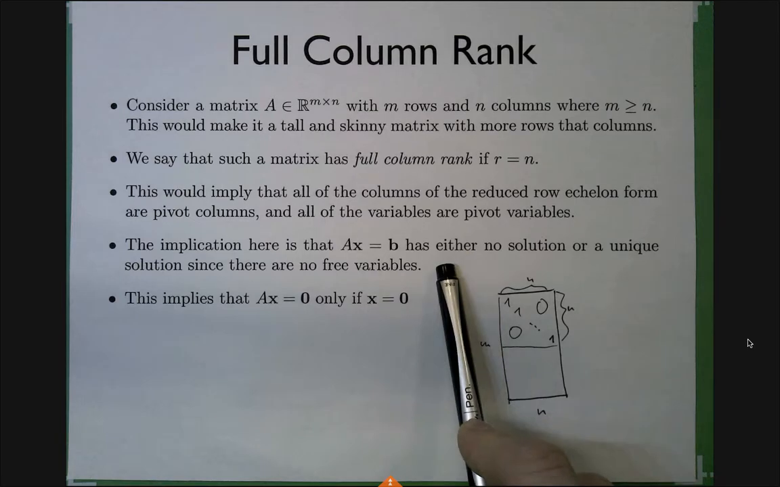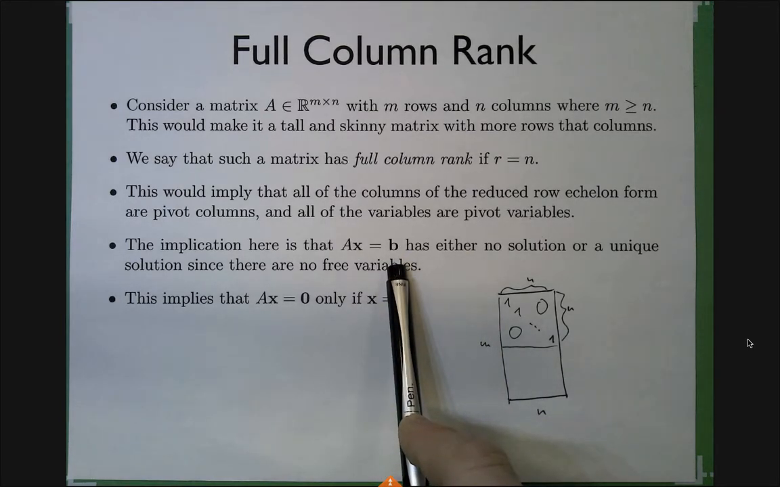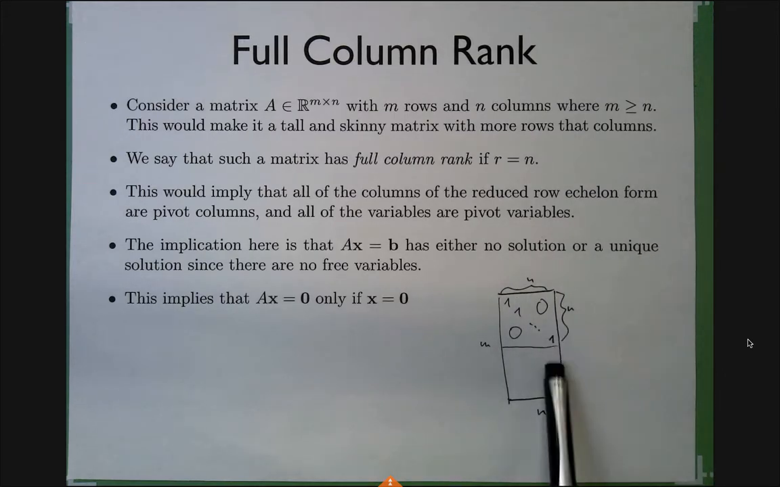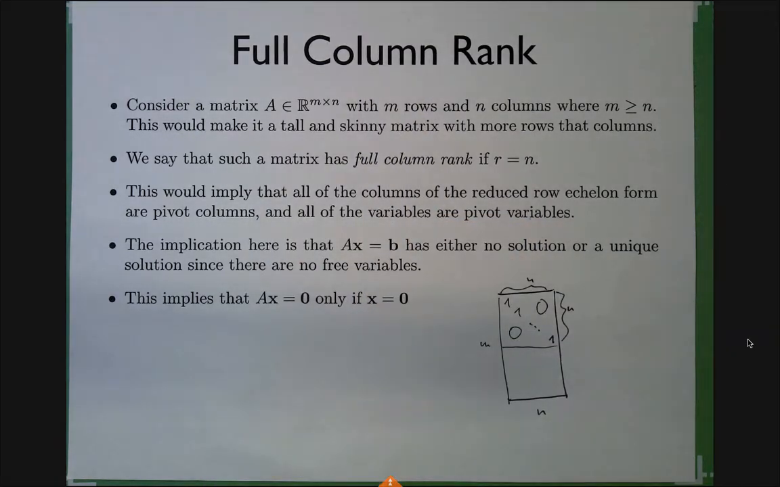That also means that if I get an arbitrary right-hand side b, I'll have no solution or a unique solution, because in the case of full column rank there are no free variables. So it's either 0 or 1 solutions, okay?